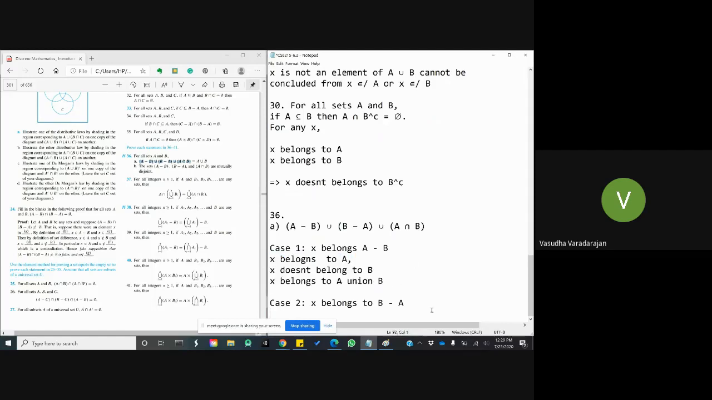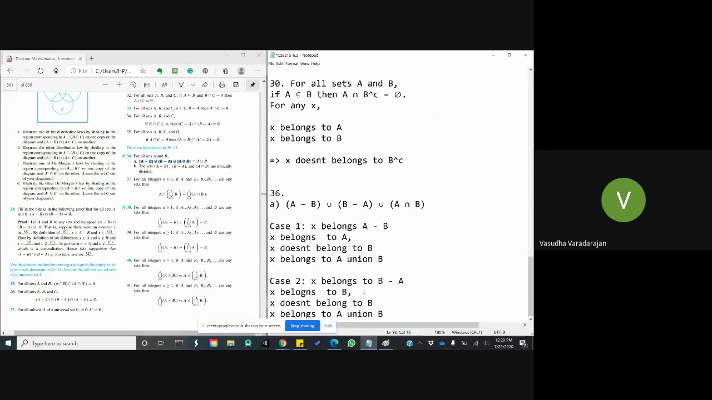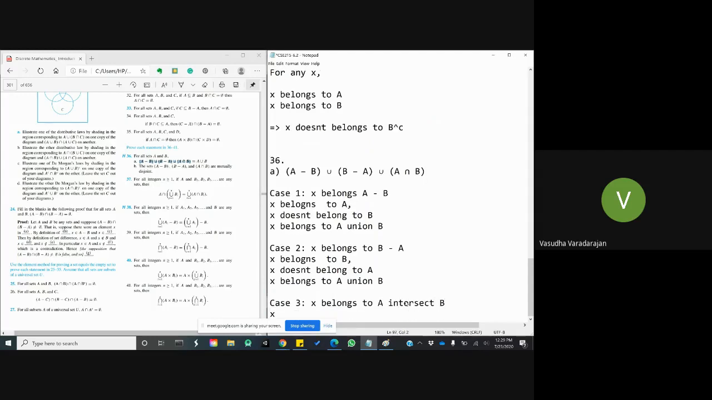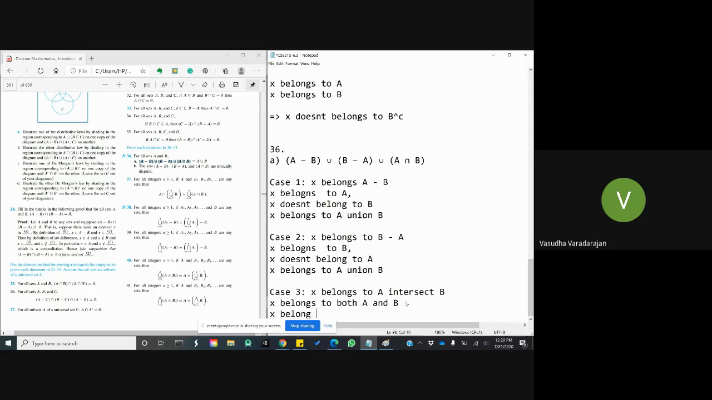We could use the same argument again. Okay, so far, any questions? So the third case is X belongs to A intersect B, which means X belongs to both A and B. So X is definitely going to belong to A union B.